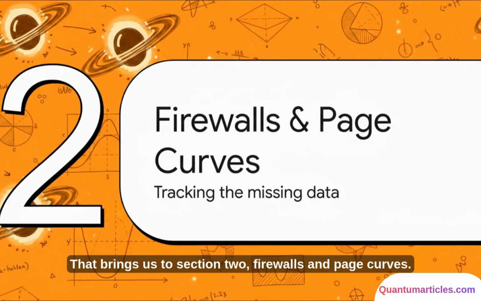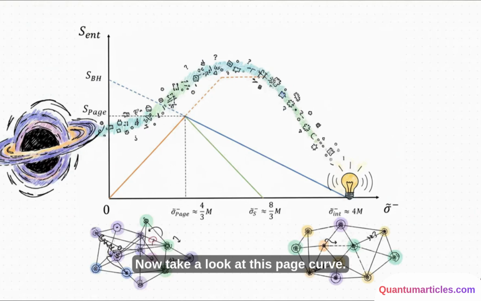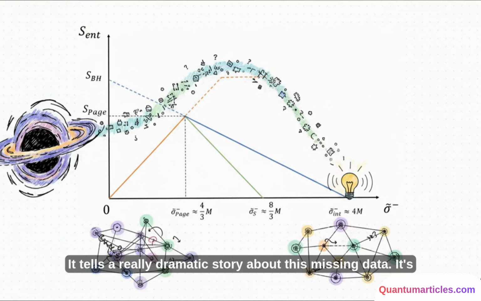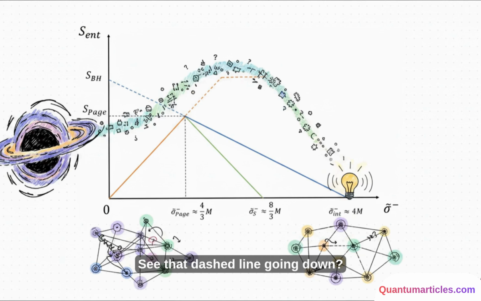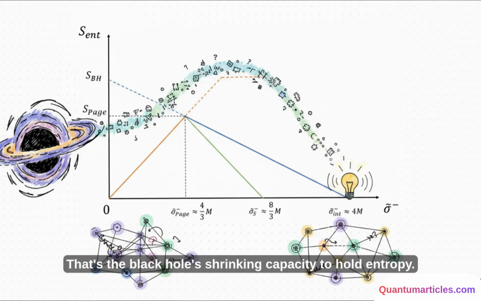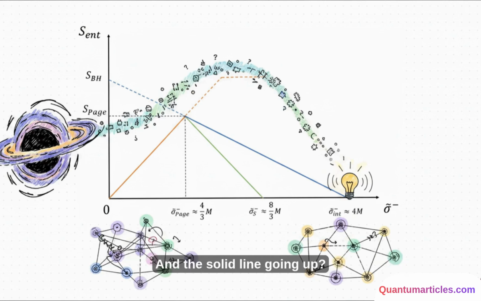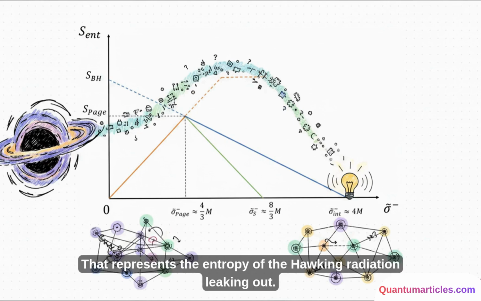That brings us to section 2, firewalls and page curves. Now, take a look at this page curve. It tells a really dramatic story about this missing data. It's visually tracking the entanglement entropy of a black hole over its lifespan. See that dashed line going down? That's the black hole's shrinking capacity to hold entropy. And the solid line going up, that represents the entropy of the Hawking radiation leaking out.